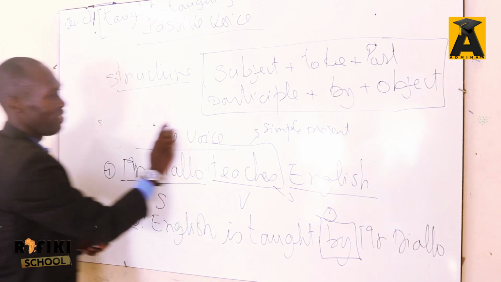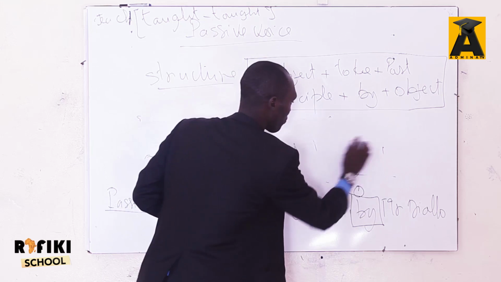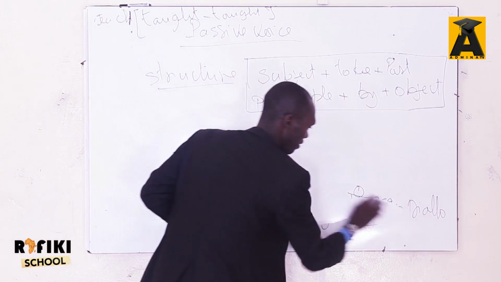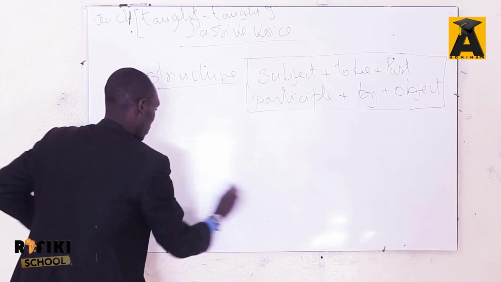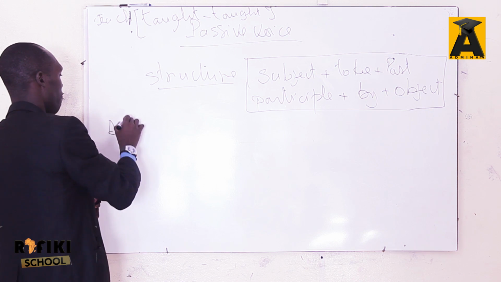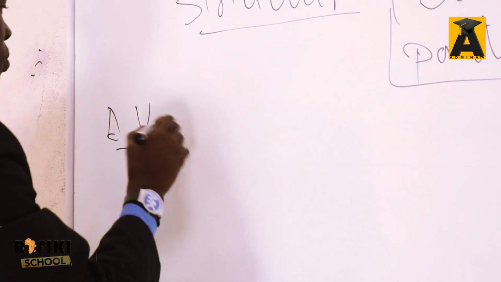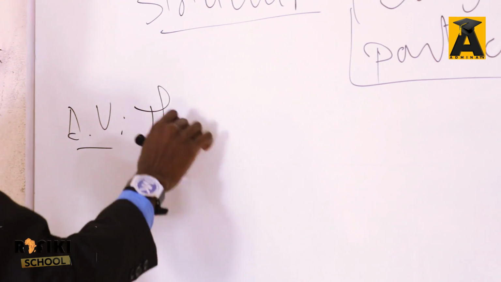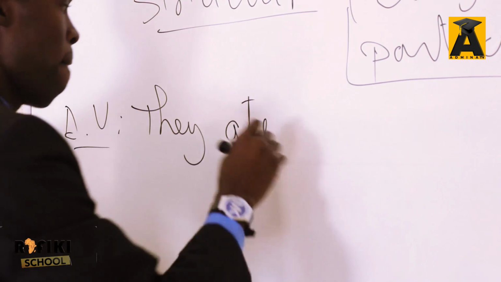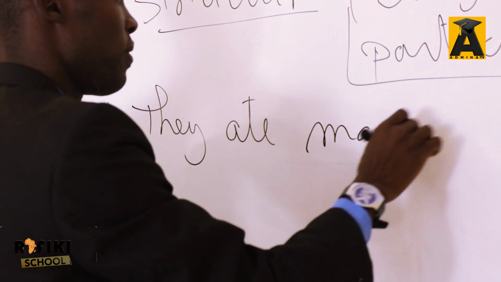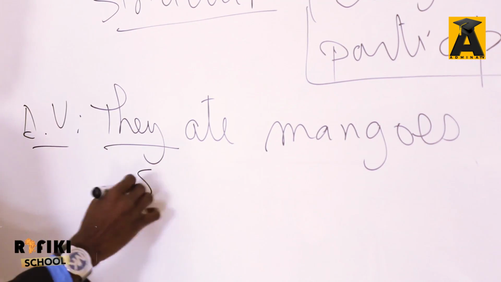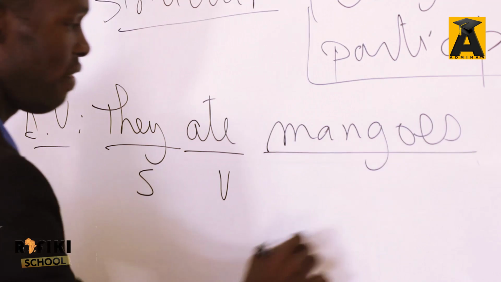Another example, to make you understand it properly. Maintenant on change le temps. We have changed the tense of this. I'll give you an example. Active voice. I give you: they ate mangoes. So here we have the subject, the verb, and the object.